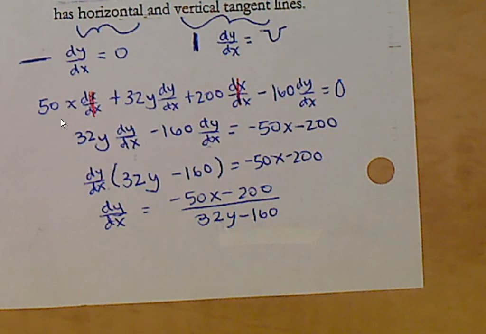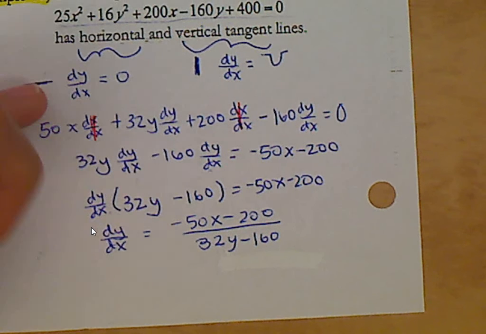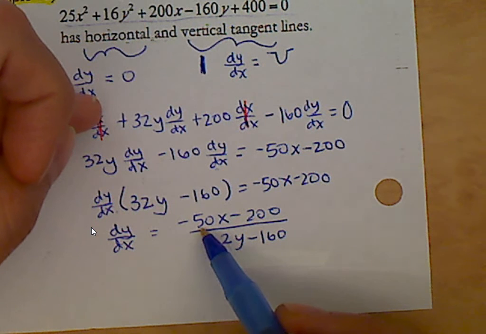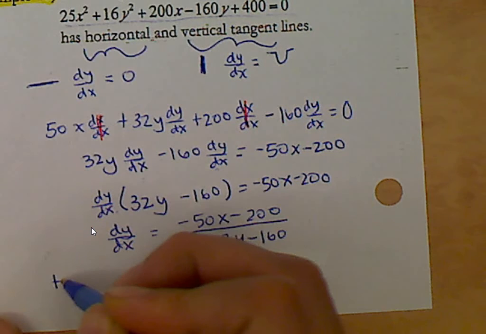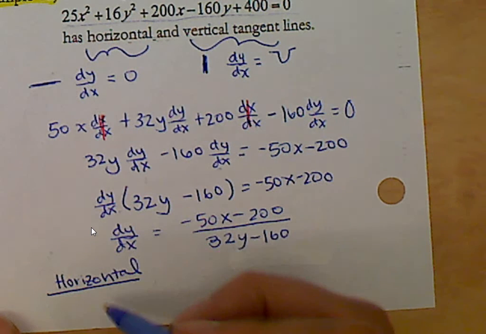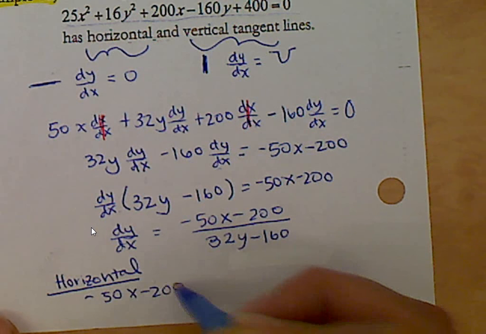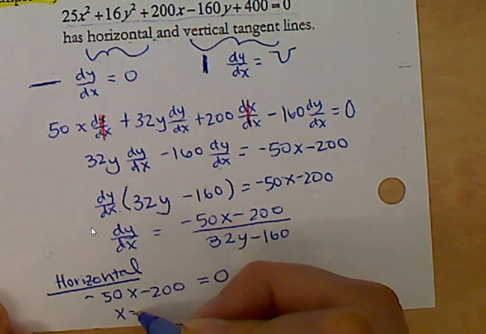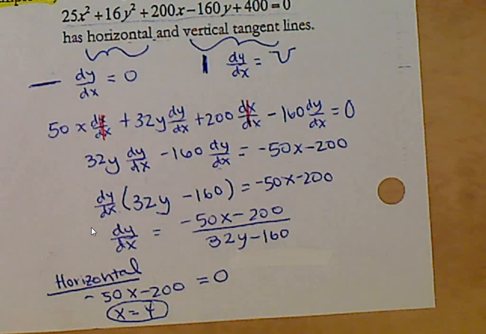So my horizontal tangent is where dy dx equals 0. That would mean whatever is in the numerator is equal to 0. So for my horizontal, I'm going to take negative 50x minus 200 and set it equal to 0. Wherever that is equal to 0 will make my function 0. So when I solve that out, I get x equals 4. So that is where I have a horizontal tangent, where x equals 4.